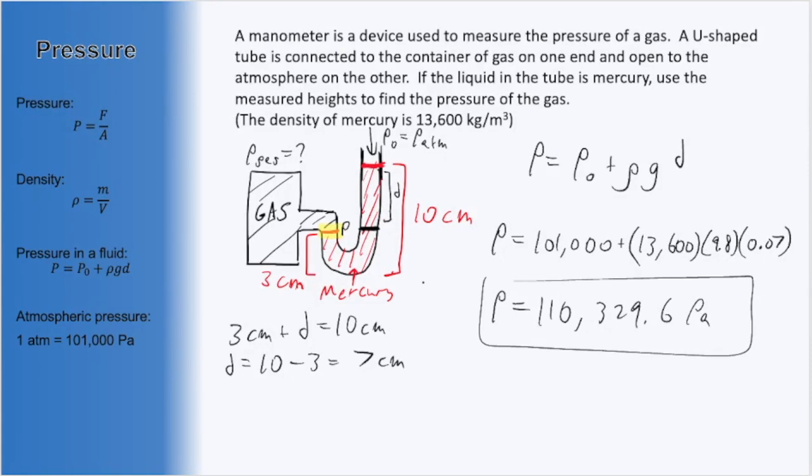So once again, this is the pressure we would feel 7 centimeters deep into this mercury, which was open to the atmosphere. But since that elevation of mercury on the right side is the same as the elevation that is connected to the gas on the left side, that makes this pressure also the pressure of the gas.